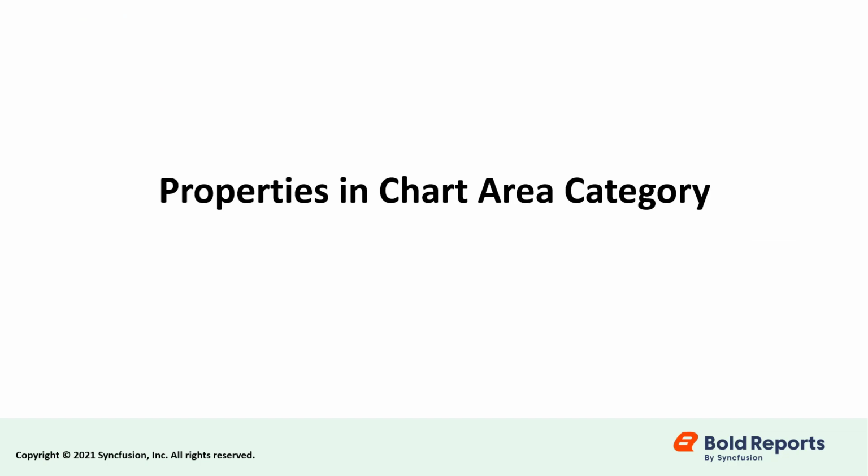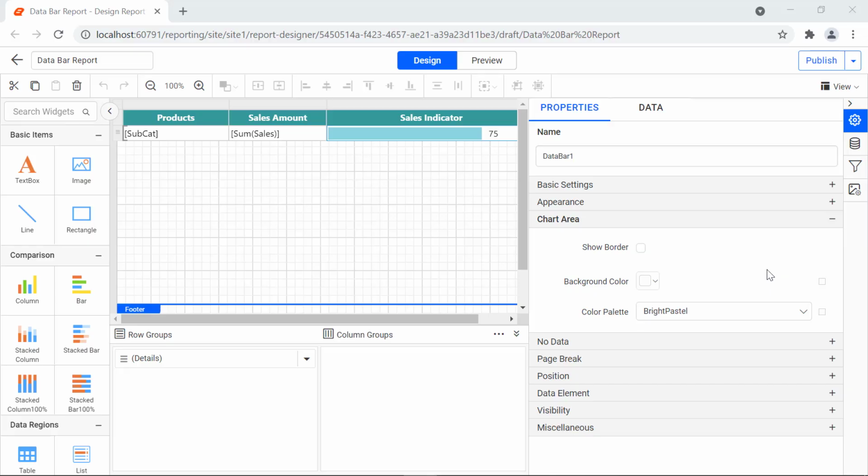Next, let's look at the properties under the Chart Area category, such as Show Border, Background Color, and Color Palette, which can be used to customize the area of the data bar design. The Show Border property is used to enable or disable the visibility of the data bar border. By default, the bright pastel color palette is selected for the color palette property.